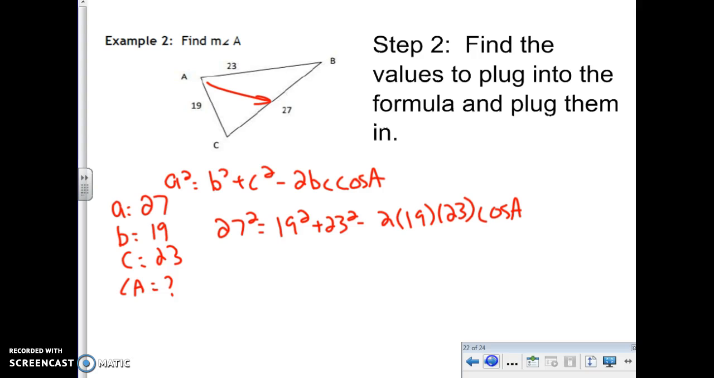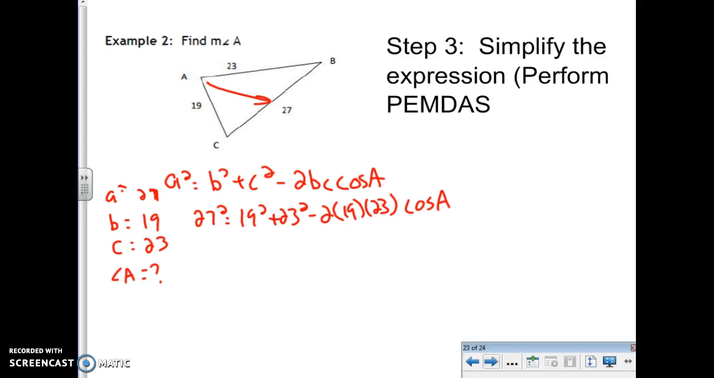Now the next step is almost exactly the same thing as what you guys did before. I want to simplify the expression or perform PEMDAS. So I'm going to do 27 squared, which is 729. Then I'm going to do 19 squared, which is 361. I'm going to do 23 squared, which is 529. And then I'm going to multiply 2 times 19 times 23. 2 times 19 times 23 gets me 874 cosine A.